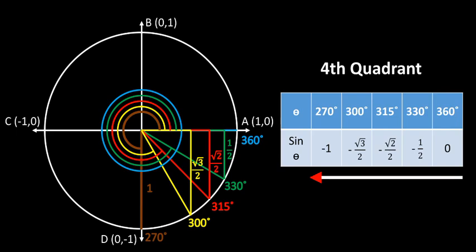As in this case, we don't have any vertical blue line. So that is why sine of 360 degrees is 0.